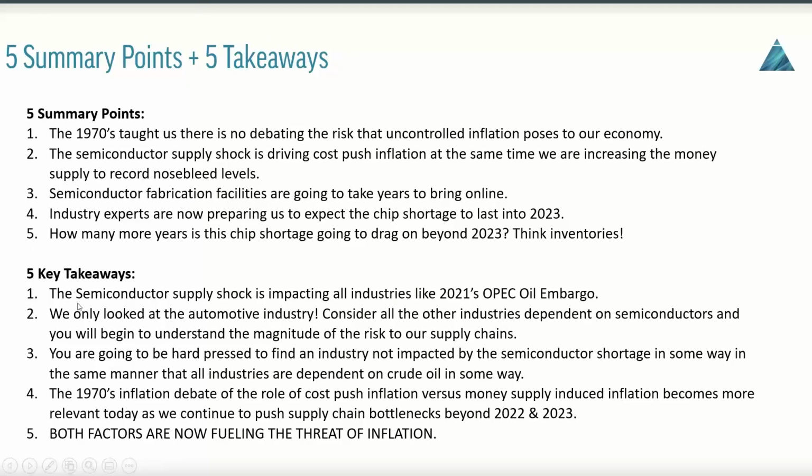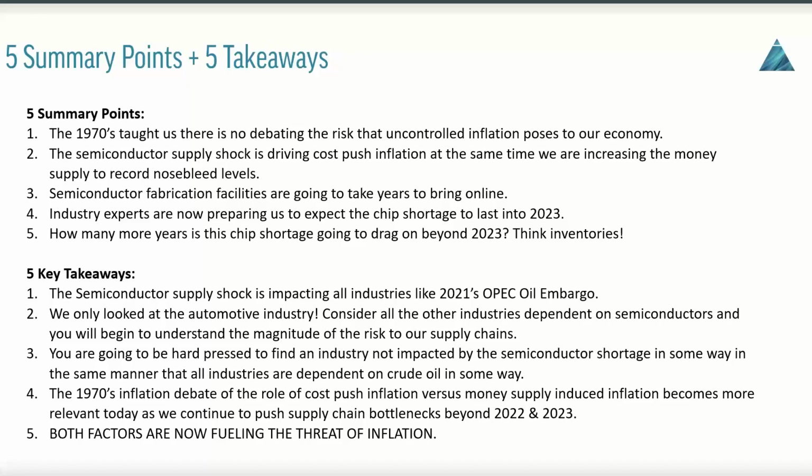So 5 key takeaways, right? The semiconductor supply shock is impacting all industries, just like, I should say, as if it were a 2021 OPEC oil embargo. We only looked at the automobile industry. Consider all of the other industries dependent on semiconductors, and you'll begin to understand the magnitude of this risk to our supply chains. I mean, it's absolutely enormous.